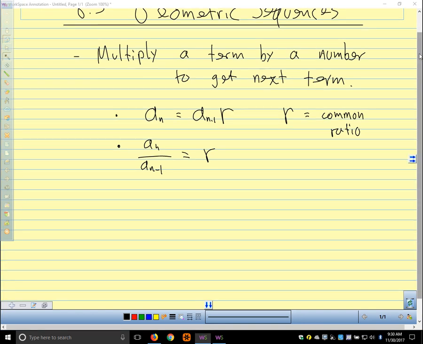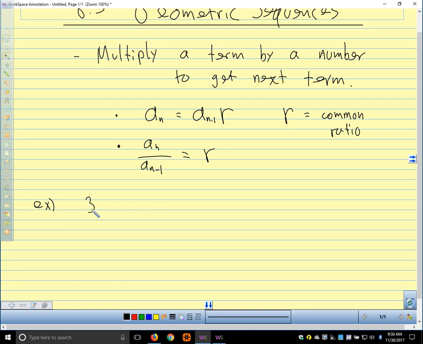So the easy definition makes geometric sequences easy to work with. You might be asked to determine if this sequence is arithmetic, geometric, or neither. So what we want to do is decide, are we adding, are we multiplying, are we doing something else? Let's look at a couple of examples.